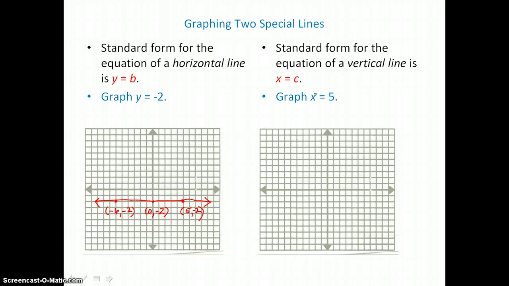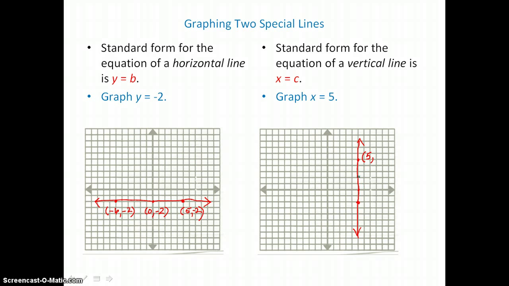Okay, standard form for the equation of a vertical line is x equals c. We're going to graph x equals 5. So we're graphing a vertical line that crosses the x-axis at 5. 1, 2, 3, 4, right here, 5. So I'll draw this vertical line through that point on the x-axis. And then again, I'll just locate a couple other points on the line. And you can see that every point on this line is going to have an x-coordinate of 5.